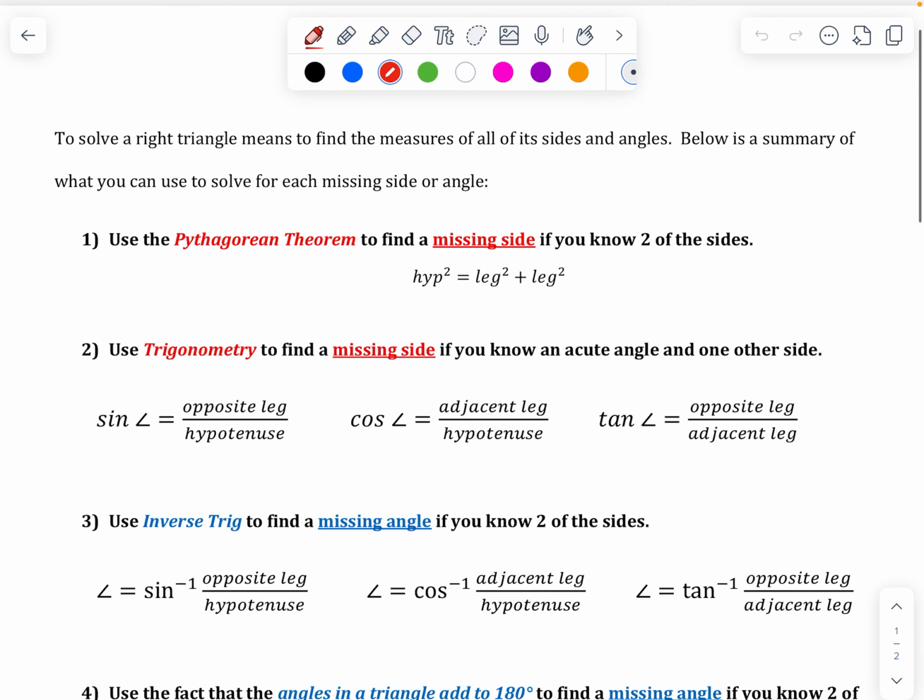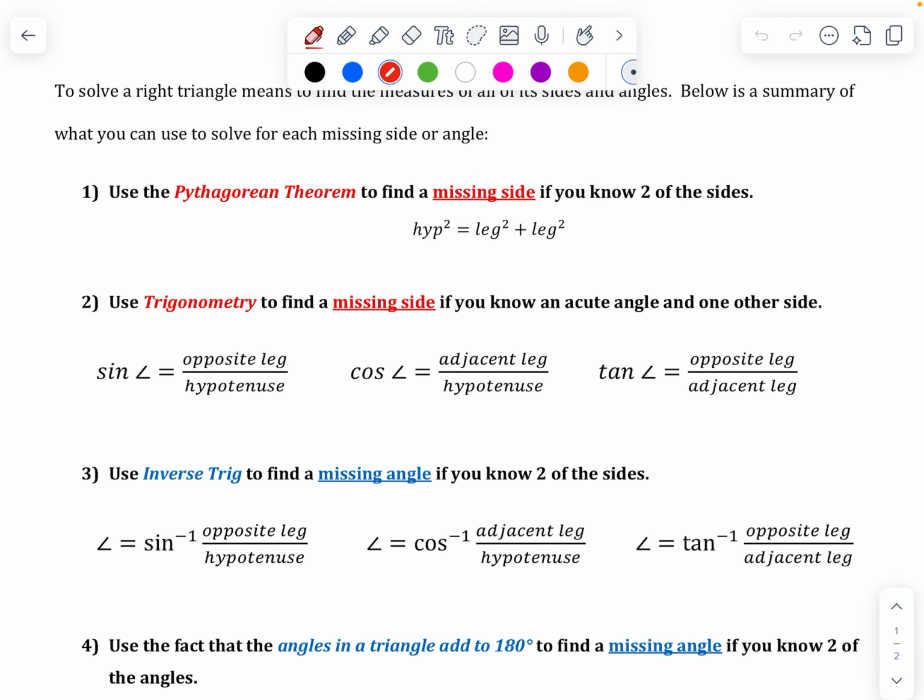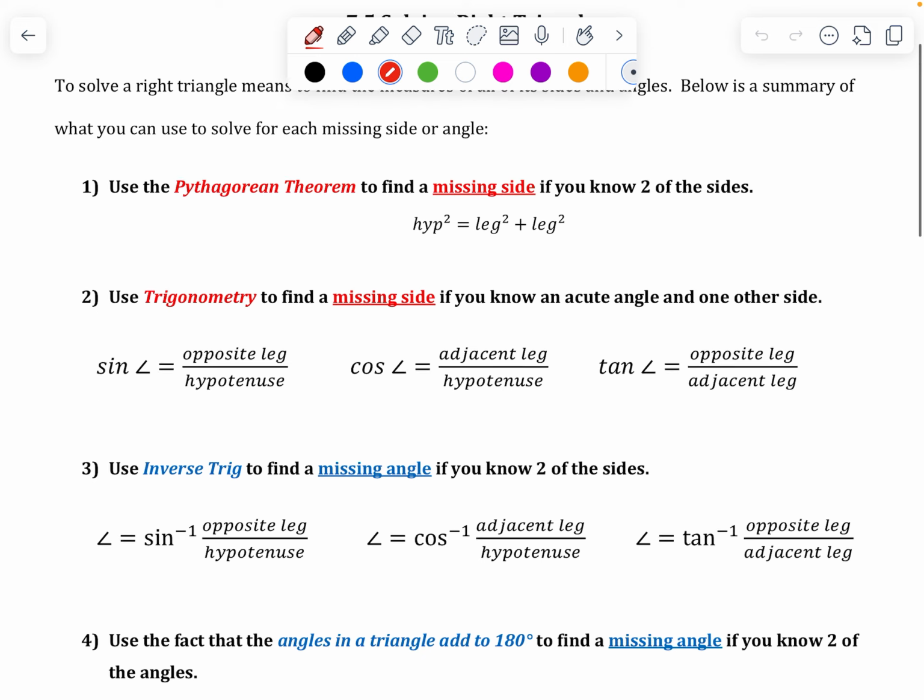So how will we actually do that? Well, there are 4 ways that we have learned, 3 of them in this chapter and 1 of them in semester 1. The first thing we have learned in this chapter is you can use the Pythagorean theorem to find a missing side as long as you already know 2 of the 3 sides.